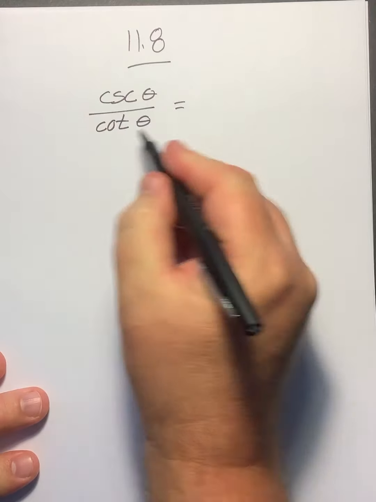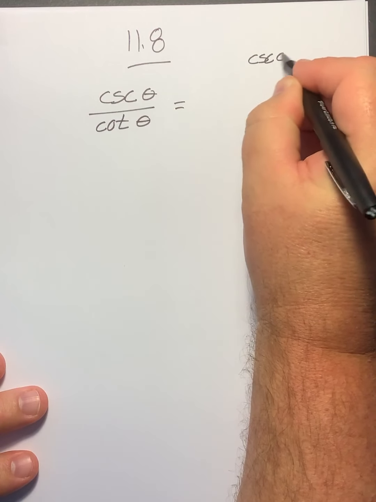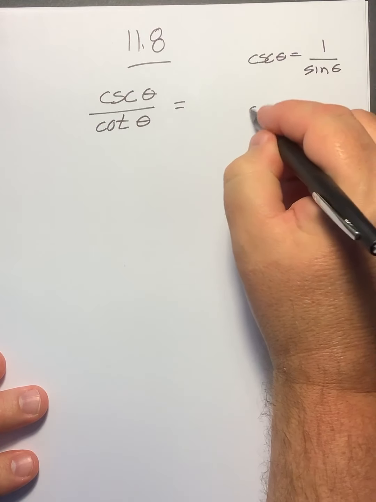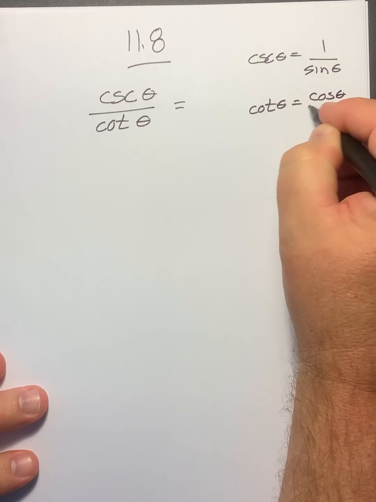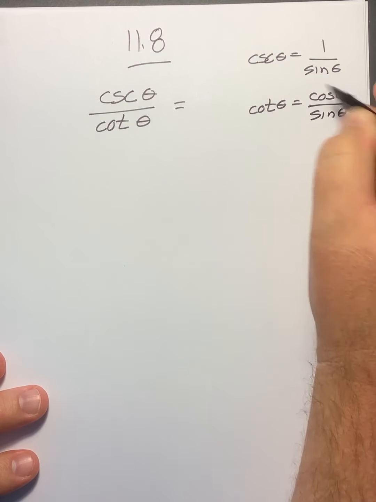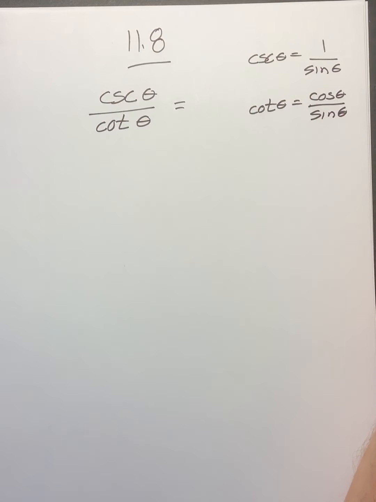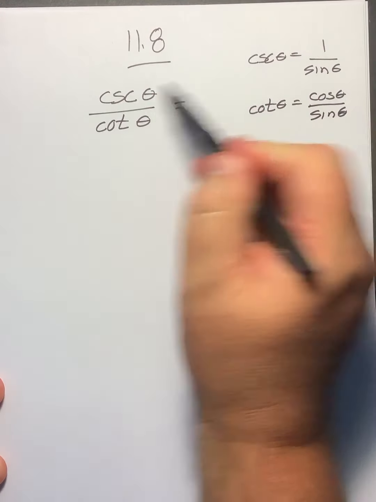Wouldn't you know it? The cosecant, if you remember, I'll just write it over here. The cosecant of theta is equal to 1 over the sine of theta. And the cotangent of theta is equal to cosine theta over sine theta. These are just definitions. That's what these equal. You should have these on a card somewhere. So all I'm doing is substituting these in here.